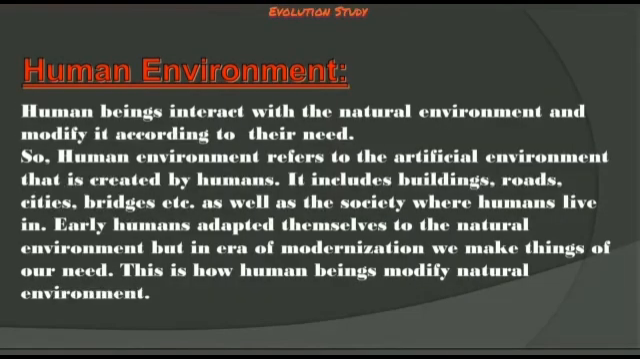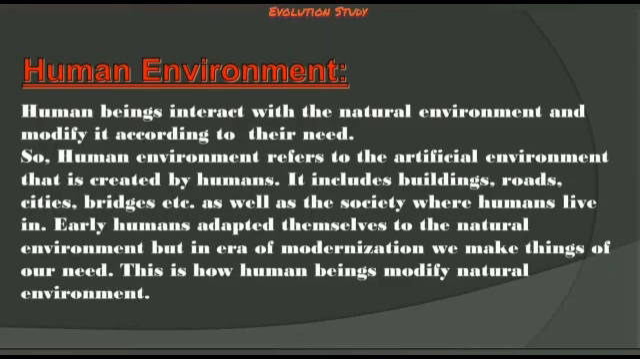Now, what is human environment? Human beings interact with the natural environment and modify it according to their need. So, the human environment refers to the artificial environment that is created by humans. It includes buildings, roads, cities, bridges, etc., as well as the society where the humans live in.